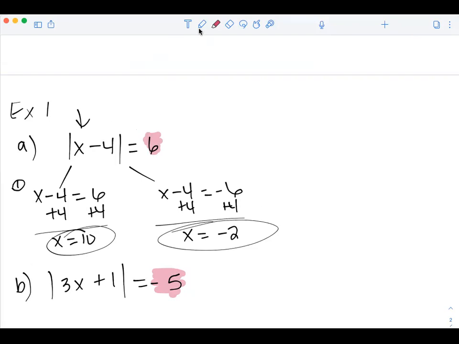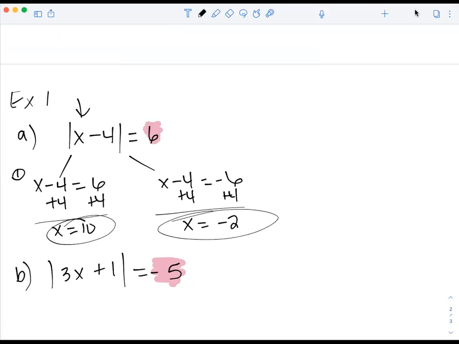This can be kind of tricky to catch when you're practicing on your own. A lot of students will write the two equations using 5 and -5, but that's not right. It's no solution.